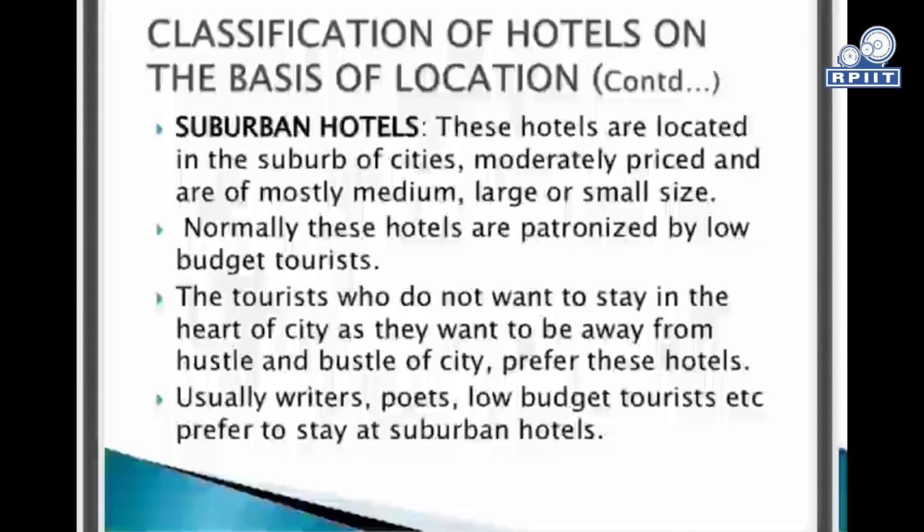Classification of hotel on the basis of location. Suburban hotels. These hotels are located in the suburb of the city, moderately priced, and are mostly medium, large, or small hotels. Normally, these hotels are patronized by low budget tourists, the tourists who do not want to stay in the heart of the city as they want to be away from the hustle and bustle of the city. Usually writers, poets, low budget tourists, etc. prefer to stay at suburban hotels.